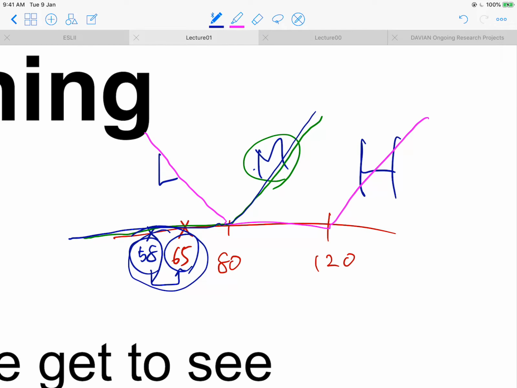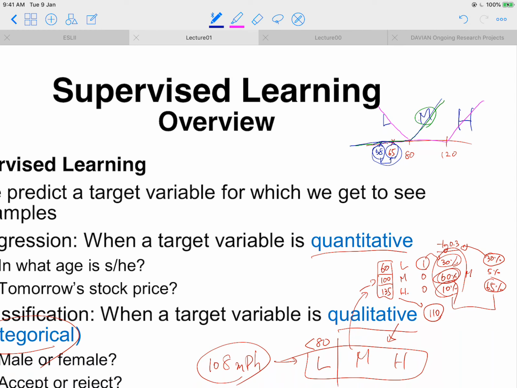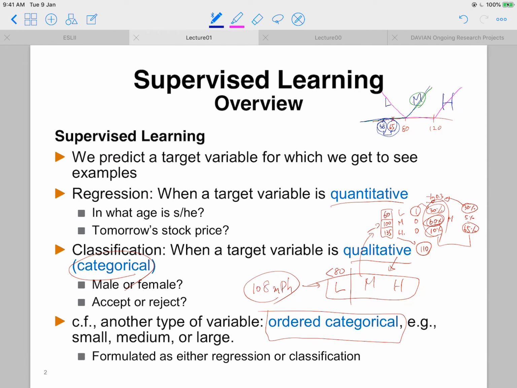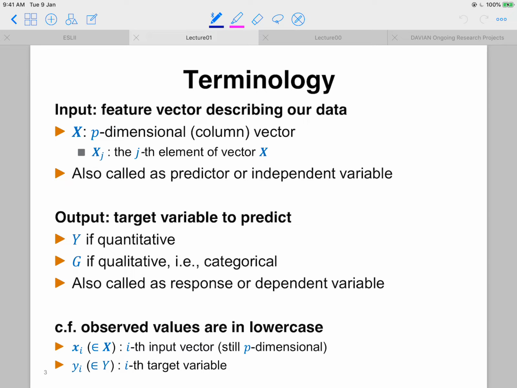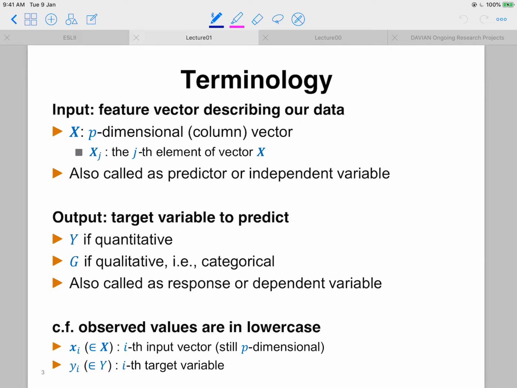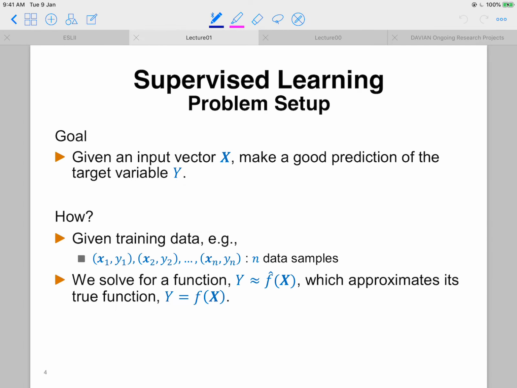Okay, so this is another still basic approach that can deal with this ordered variable, but there are many different, more advanced techniques that can handle this type of problem setting. Any questions? Okay, so here is some terminology, but I'm just going to skip it.